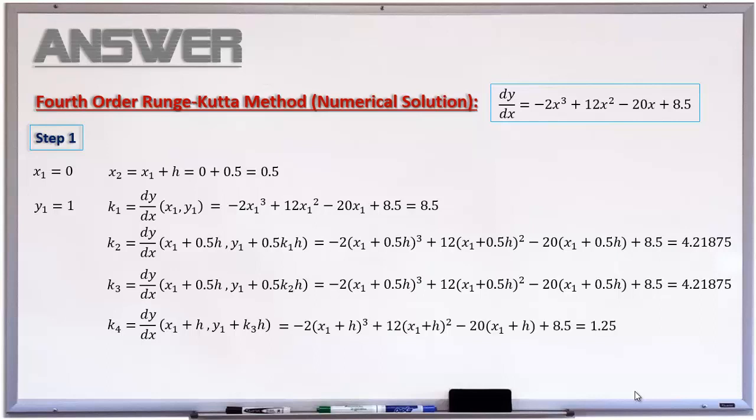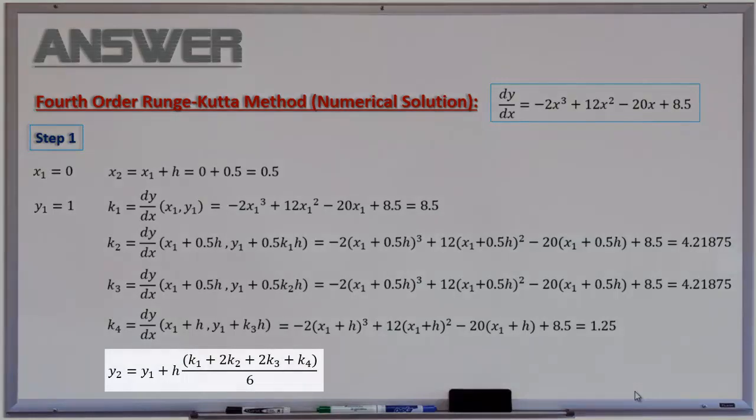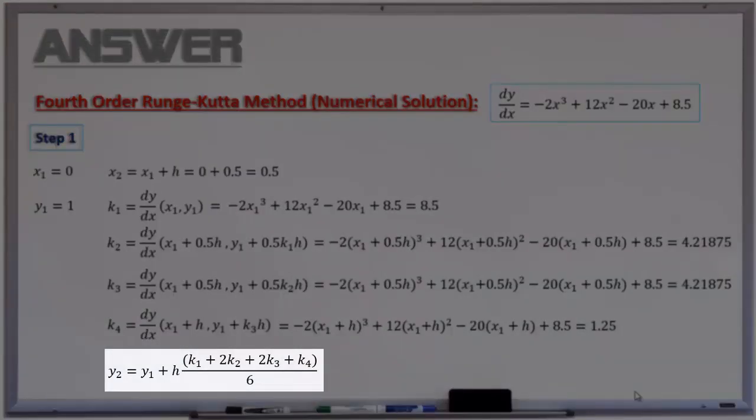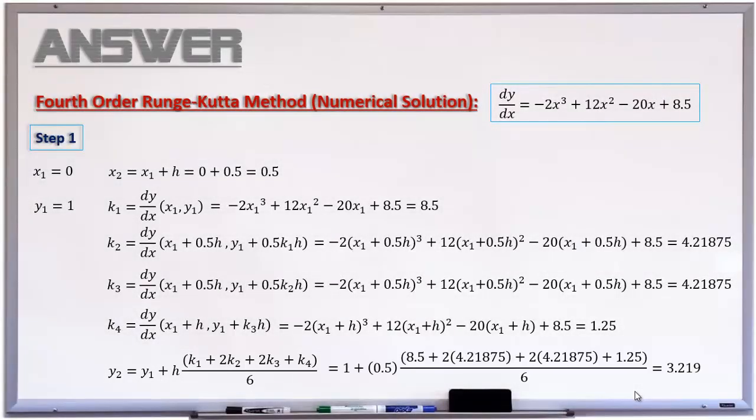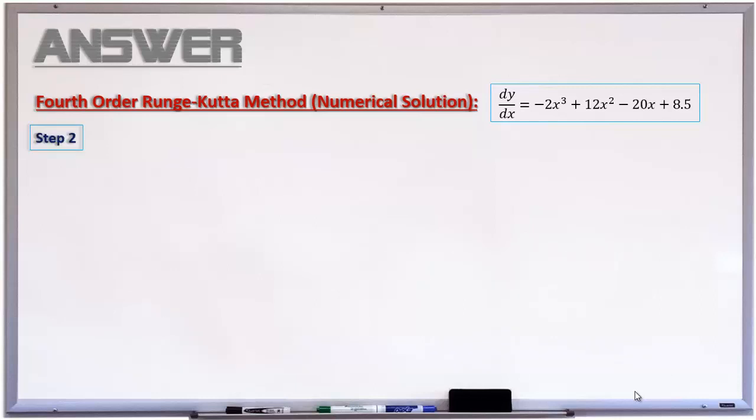Now after we get all these four coefficients, we can get y2 as y2 equals y1 plus h times k1 plus 2k2 plus 2k3 plus k4, divided by 6, and by doing this we get the value of 3.219. And in step 2, we do the same.